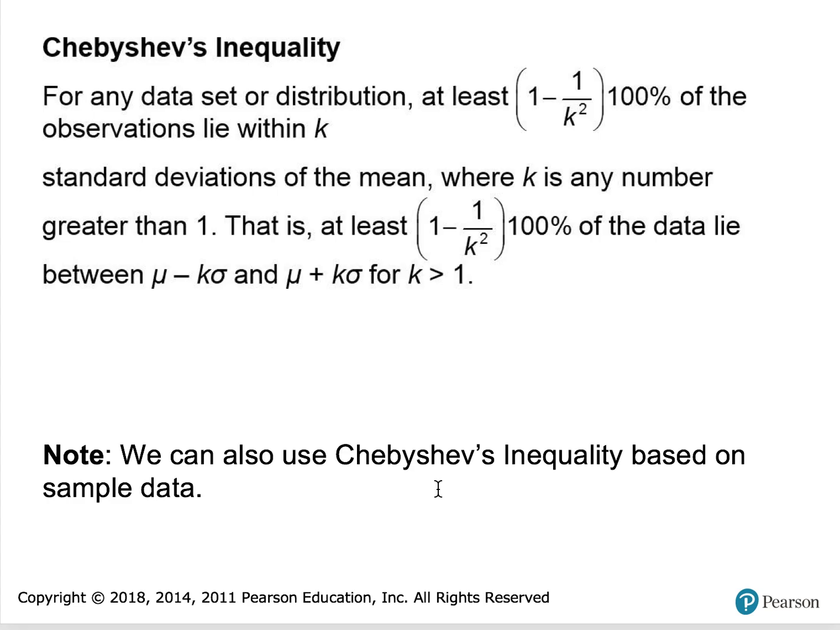So remember, the empirical rule holds only if the distribution is bell-shaped. Chebyshev's holds regardless of the shape of the distribution, right? But because the empirical rule gives more precise results, we really prefer that. But we have to have a bell-shaped, basically symmetric distribution to use it. Okay, let me know if you need anything.